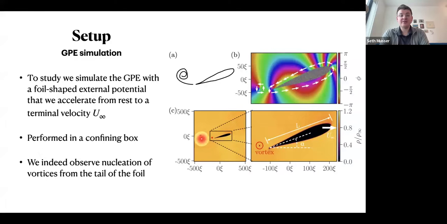You can see them either as density depletions in the density field, or you can see the phase winding around the vortices in the phase field. And you'll note that if we look around this foil here, we have a phase winding of 6 pi, which corresponds to our 3 equally signed vortices that we've emitted.